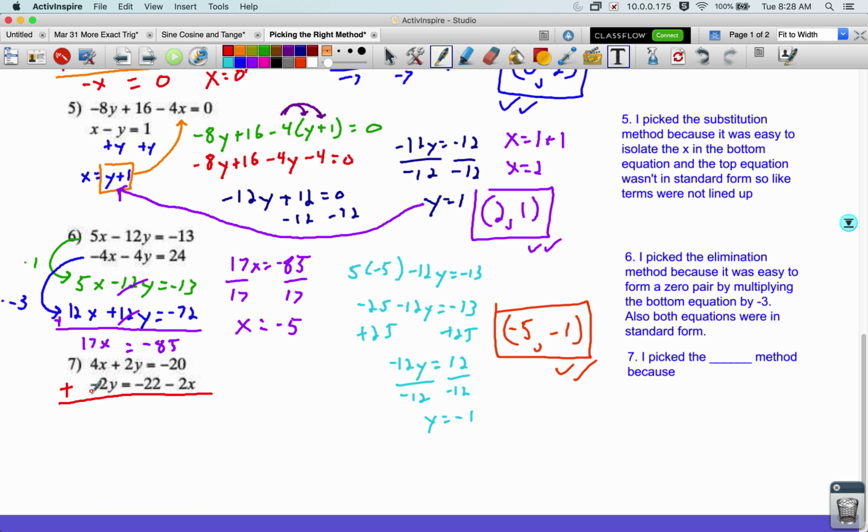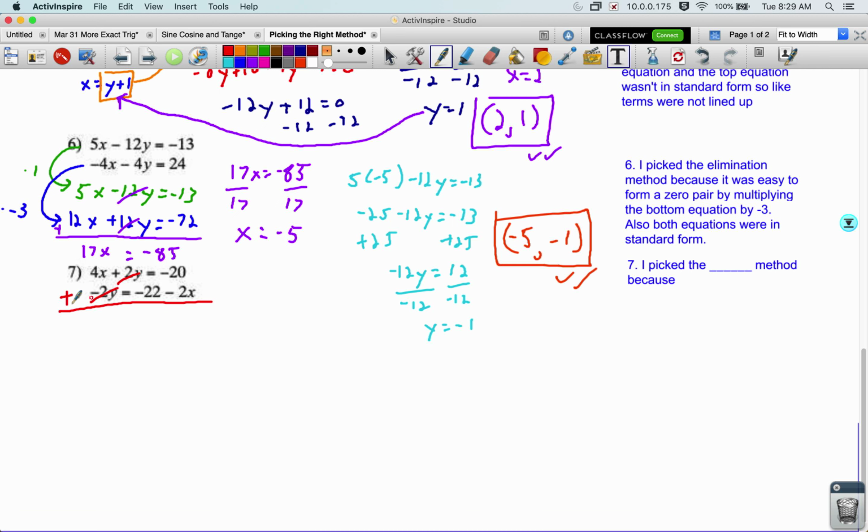So if I add these together, the 2y and the negative 2y are both on the left of the equal sign, so they can cancel each other out, leaving on that side of the equal sign just a 4x. On the other side, we've got a negative 20 and a negative 22. Those combine to be a negative 42, and we have a minus 2x over here.